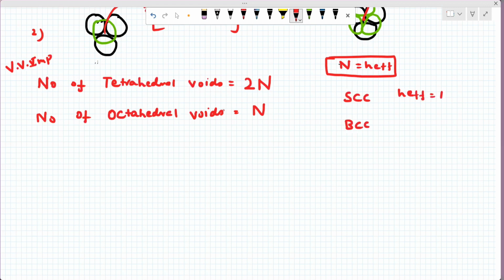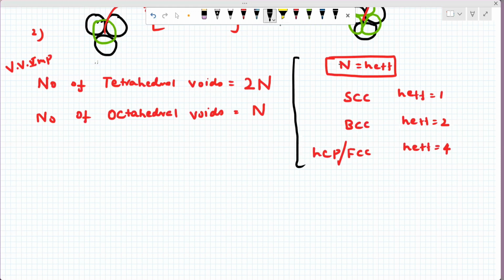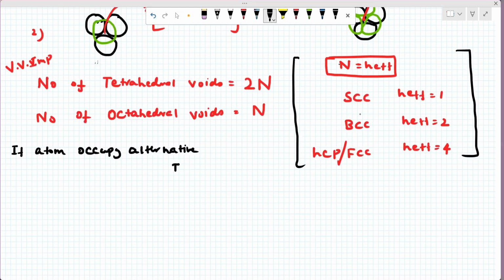For BCC, n effective equals 2. For FCC, n effective equals 4. We know this already. Now, very important: the number of tetrahedral voids is 2n, and the number of octahedral voids is n. Now watch: if atoms occupy alternate tetrahedral voids, the formula is n. Got the point? Yes or no?